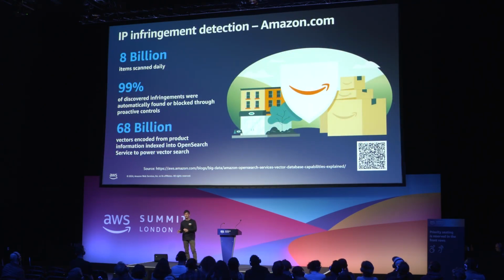Another important key point I want you to think about is the scale. This not only applies to millions of vectors, but you can also go into the billions of vectors. This is the case with Amazon.com, which is able to search across more than 60 billion vectors, in which the description of the product is transformed into a vector and allows them to do intellectual property infringement detection, so you can detect frauds and remove them before they do any harm to the end user.